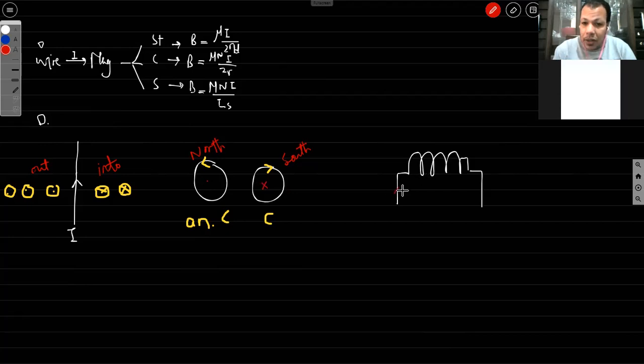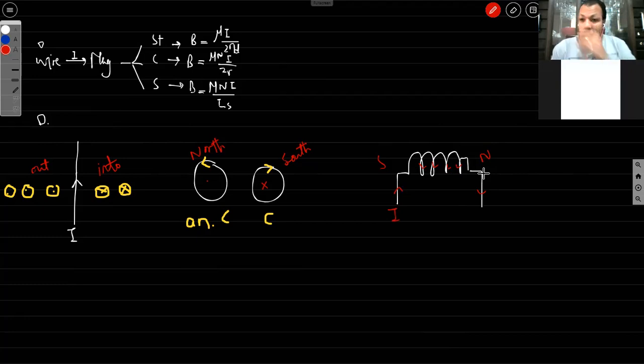While for a current in a solenoid, downward, this one will be south, and this one will be north, and the field will be directed from south to north. While in case the current is upward, this one is north and this one is south.